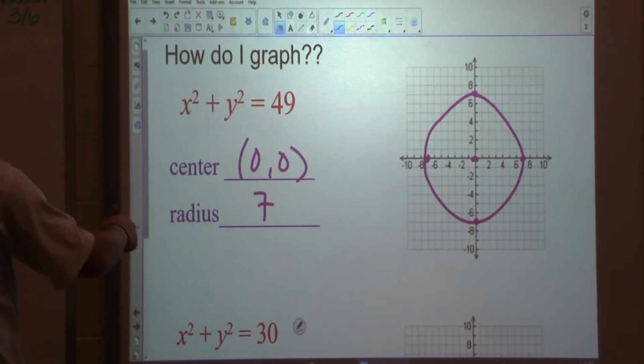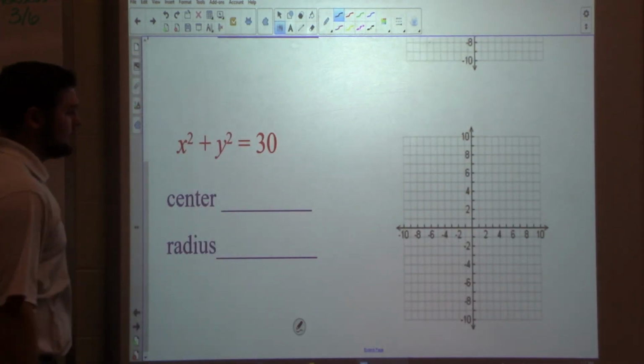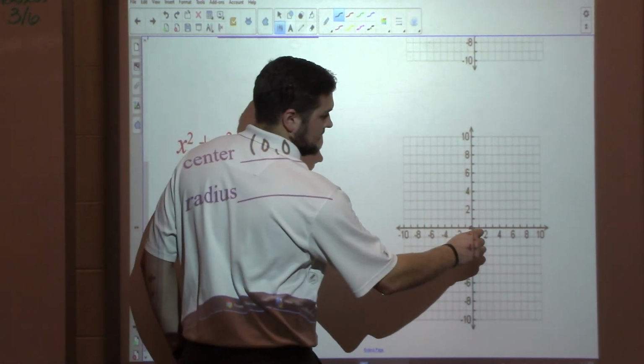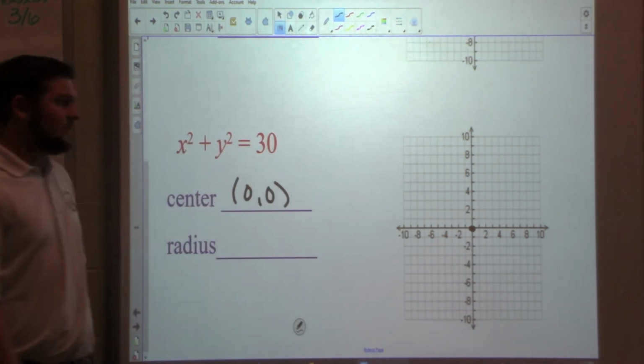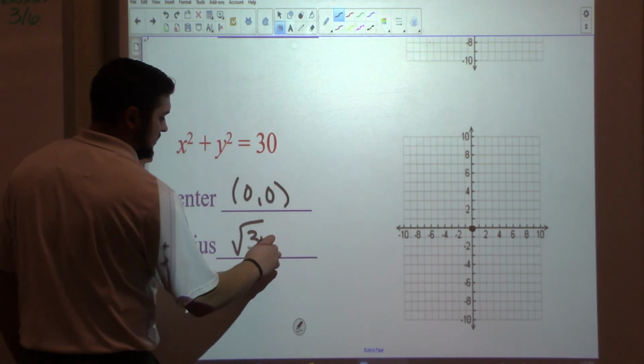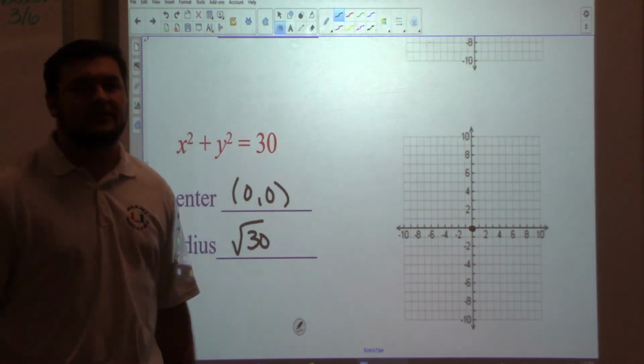Okay. Last one. X squared plus y squared equals 30. What's my center? 0, 0. Very good. Okay. What is my radius? The square root of 30. When you answer that question, what is my radius? I expect it in least radical form, right? Simplified radical form.